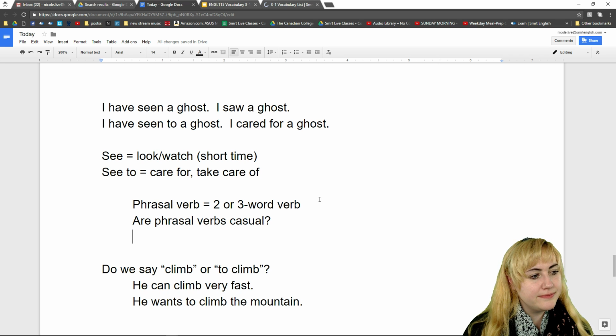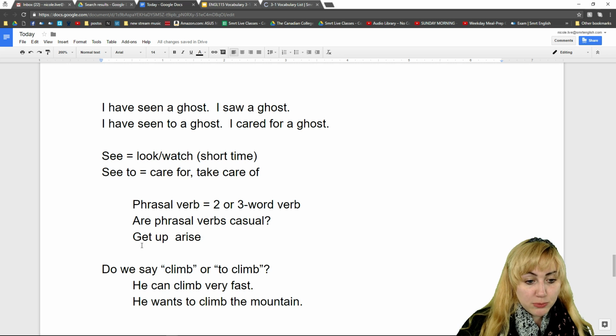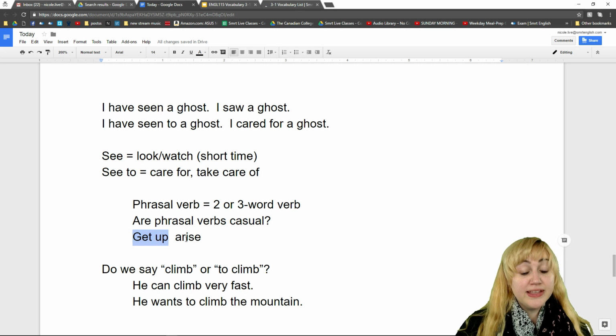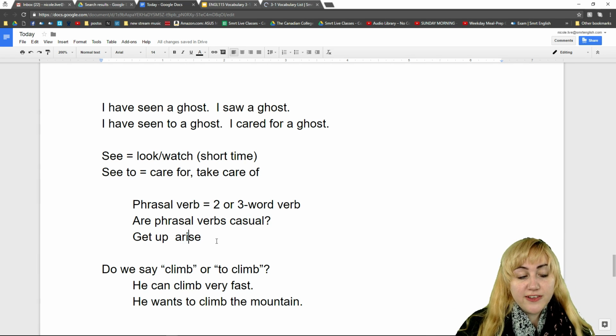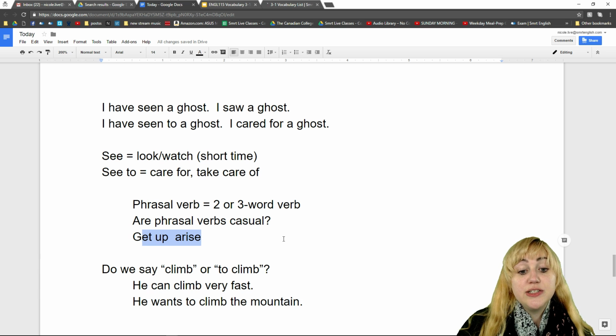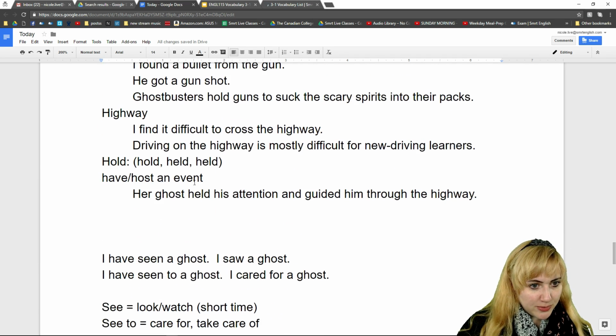Let me see if I can think of a better one. Maybe get up versus arise. Get up is more casual. It's a phrasal verb. And arise is very formal. So very often, if we have two words with the same meaning and one is a phrasal verb, it is usually more casual. So I'll say yes, they're more casual, but they're not slang, and they are very, very normal. It's okay to use phrasal verbs in writing. Absolutely okay. Good question.